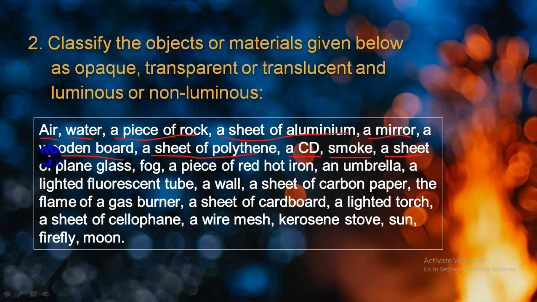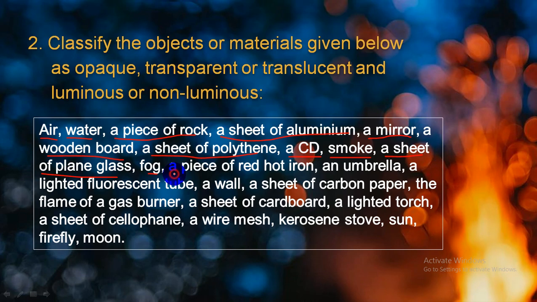A sheet of plain glass. As I just told you the difference between glass and mirror, over here a sheet of plain glass is transparent and does not emit light, hence it is non-luminous. Next one is fog. Fog and smoke are a little bit related to each other. In the winter morning you cannot see completely through the fog, because in the winter season the temperature is low and it creates the structure known as fog. So the answer should be translucent and non-luminous.